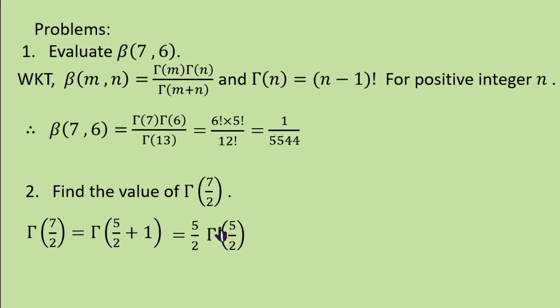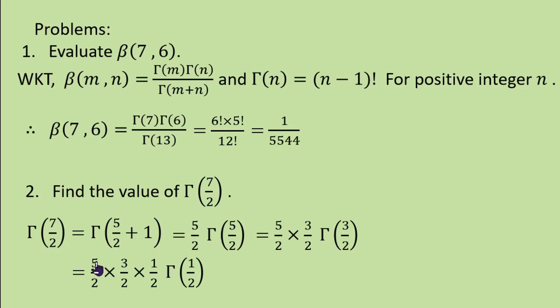Again apply the same rule for gamma 5 by 2. 5 by 2 can be written as 3 by 2 plus 1, therefore 3 by 2 gamma 3 by 2, so 5 by 2 into 3 by 2 into gamma 3 by 2. Again 3 by 2 is 1 by 2 plus 1. Therefore, gamma 3 by 2 is half gamma half, but gamma half is root pi. Therefore, 5 by 2 into 3 by 2 into 1 by 2 into gamma half, that is root pi. 15 by 8 into root pi.